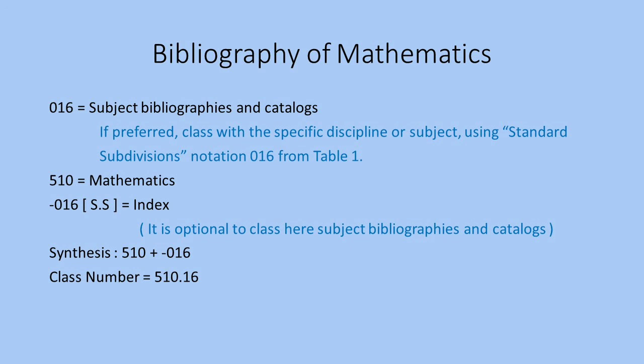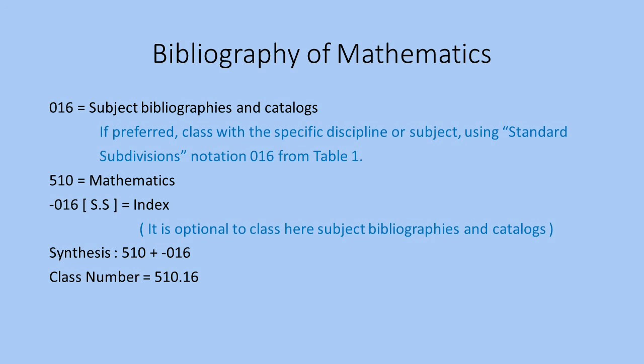Here is an instruction also. It is optional to class here subject, bibliography and catalog. It is optional. That means you can do it, or it is not preferable. Okay? It is not preferable. If needed, you can do it.